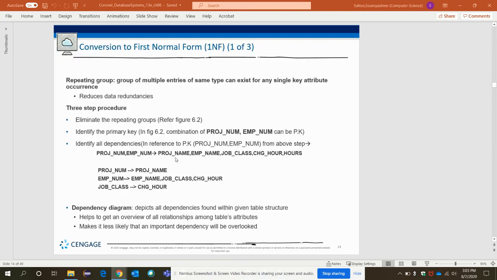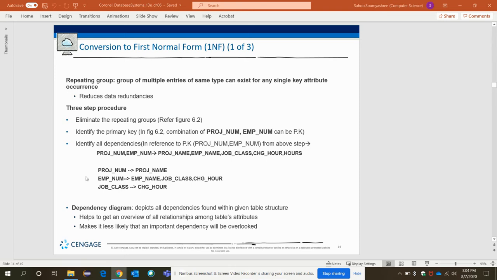Now let's see the conversion of this table to the first normal form. First you need to decide the repeating group. What is a repeating group? Let's say there is a group of entries of the same type which exists for a single key attribute occurrence. That reduces the data redundancies. That is our repeating group. Then there is a three-step procedure for this.